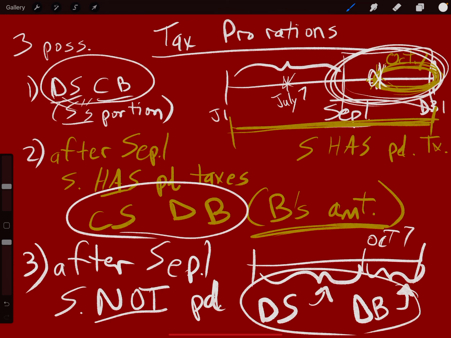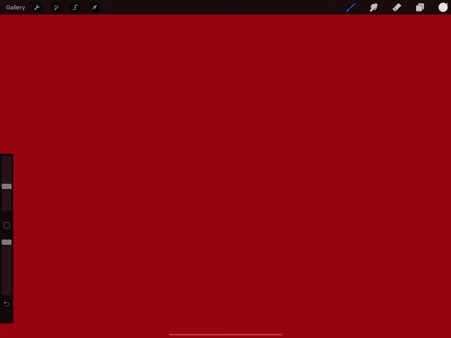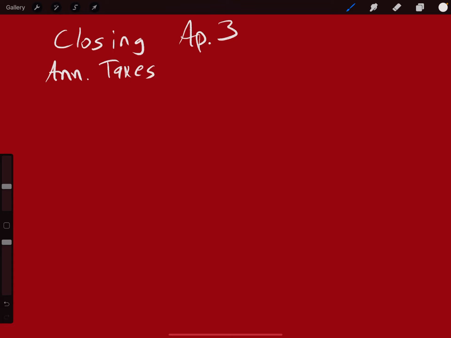So let's look at a problem. Okay, we've got a closing April 3rd. The annual taxes are $2,700 for the year. How are we going to handle this on the settlement statement or on the closing disclosure? Here's our April 3rd.